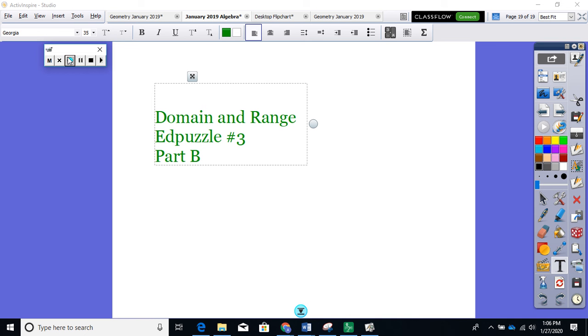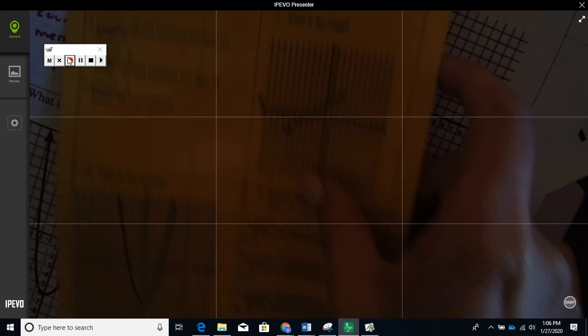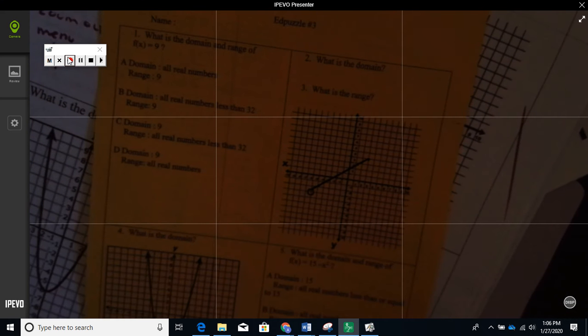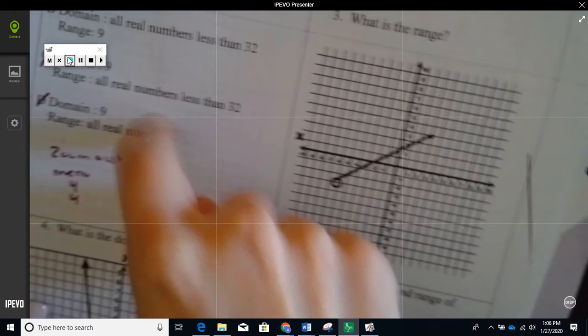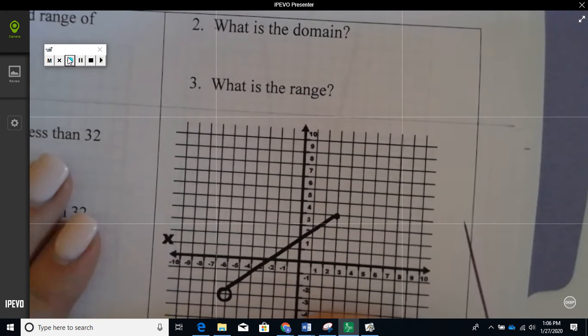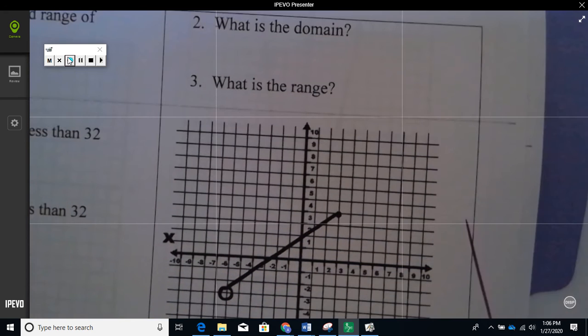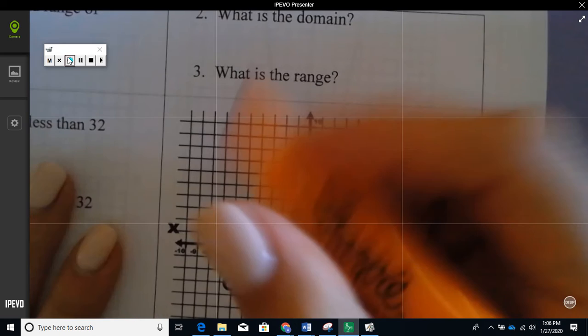If you have not done Edpuzzle for domain and range number 1, number 2, both parts, and number 3, part A, please do that. Now, the paper you're going to need to write this information on is this paper right here that you should have gotten in class. You're going to need that paper. Now, in part A, I did those two problems, so we're going to focus on number 2 and number 3. A lot of you missed number 2 and number 3 on the test on Monday, and I would try to make sure that you don't get those wrong again.